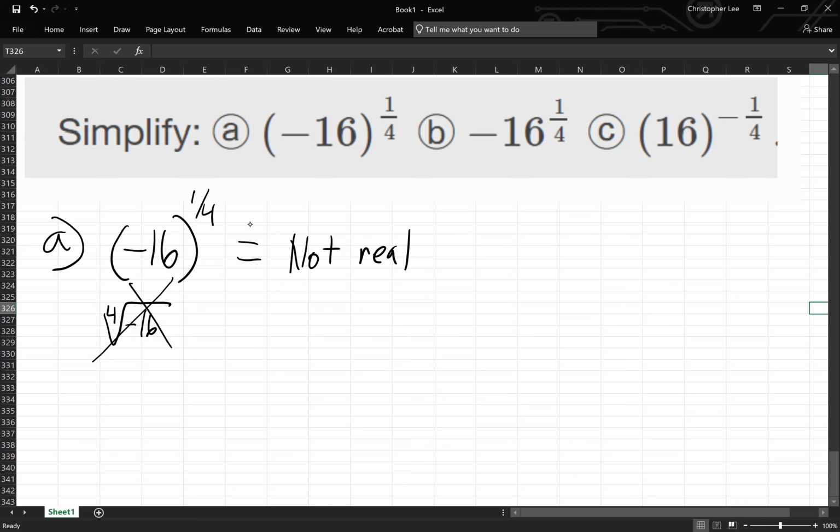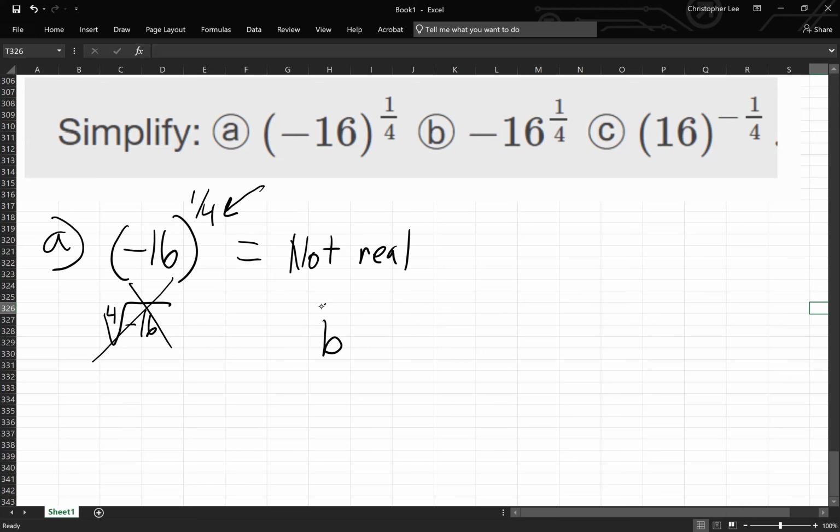If it was an odd root, like the cube root or the fifth power, or something, then yeah. Like this bottom number I'm looking at, the four. If that was an odd number, three, five, seven, then we could get an answer. But when it's an even power, the inside has got to be positive. Exactly. That's the actual reason why.